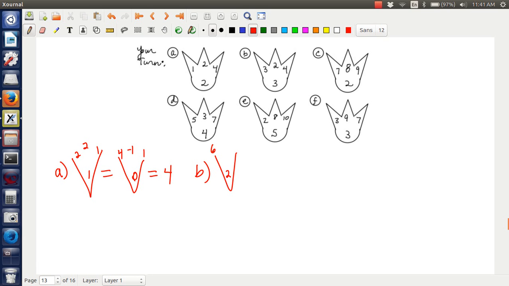Double 3 and get 6. Subtract 1 from 2 and get 1. Subtract 2 from 4 and get 2. Double 6. Subtract 1 from 2. Subtract 2 from 1. And this is almost done.